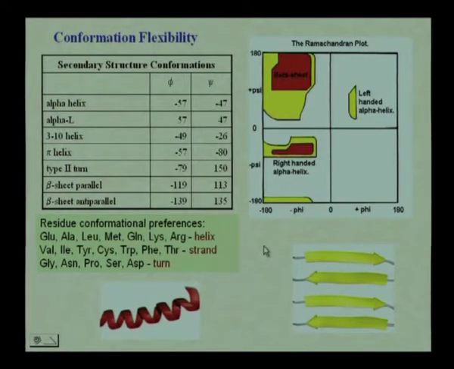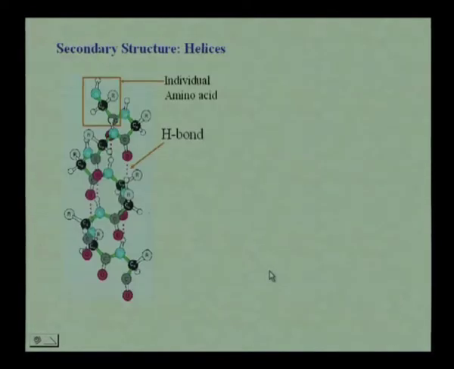Okay? And these I showed you last time also, where we have residue conformational preferences. Now, we come to the secondary structure called the helices. We have a specific individual amino acid here. Now, if we were to follow the direction of the polypeptide chain, follow it very carefully, you can say in which direction it is going.